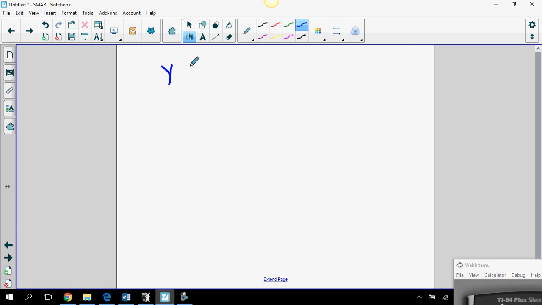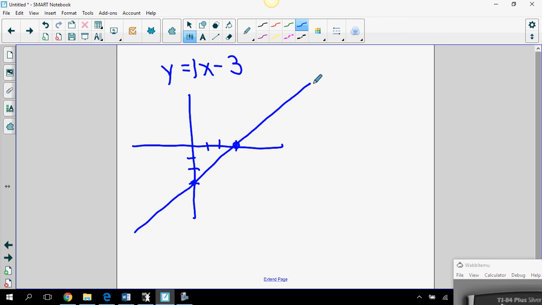Now, y = x − 3. I already know what this looks like. 1, 2, 3, slope 1. I love this thing. Now, let's try to convert it.